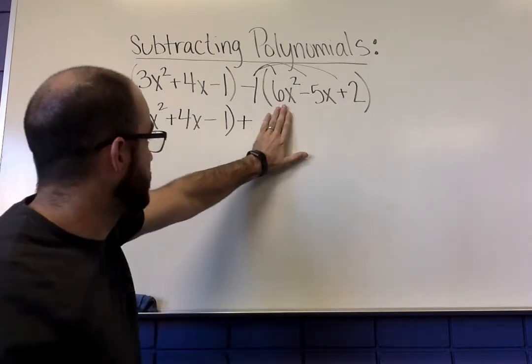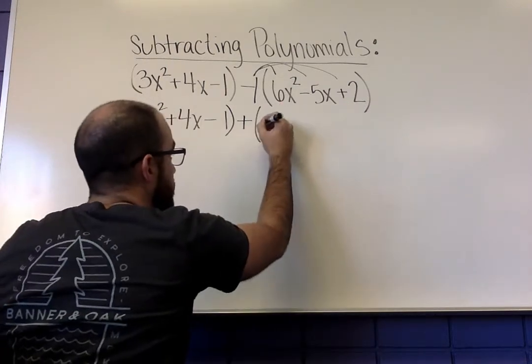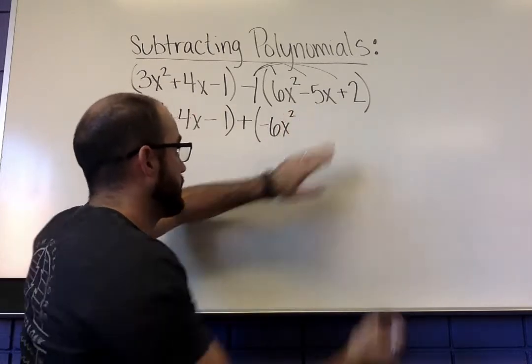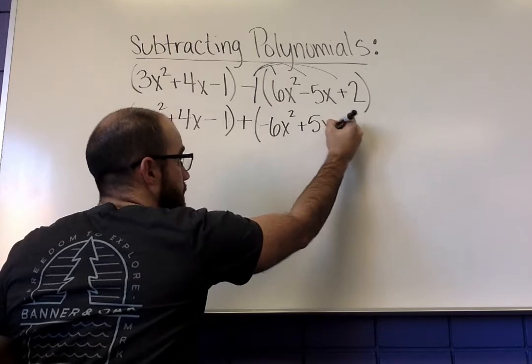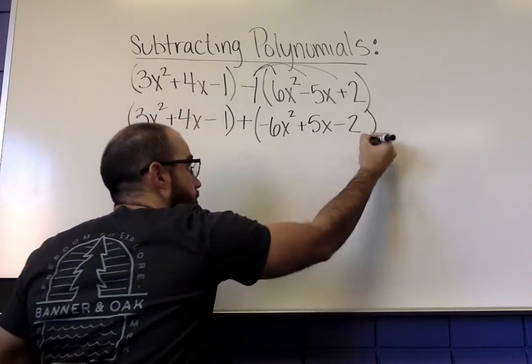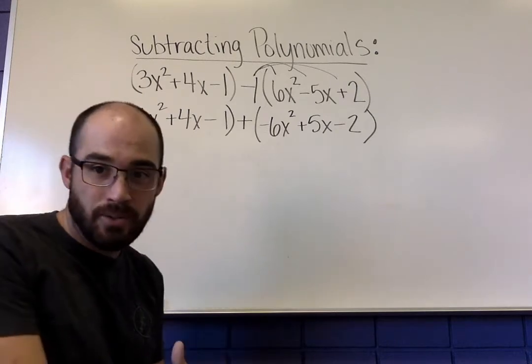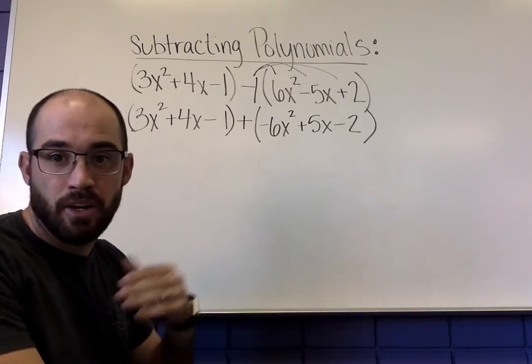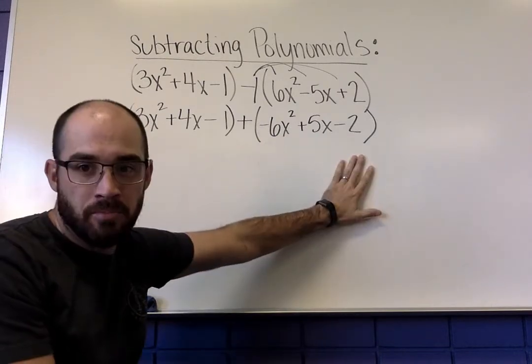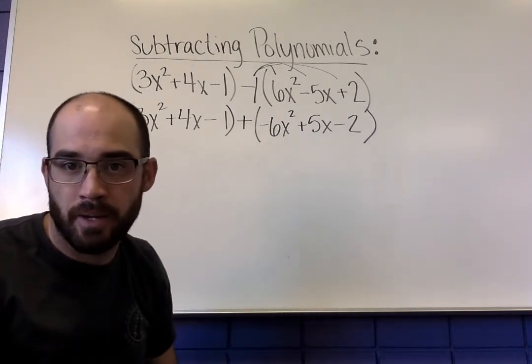So here I have a positive 6, so it's going to become a negative 6x squared. I have a minus 5x, so it's going to turn into a plus 5x. I have a plus 2, so I'm going to change that to a minus 2. And now that I've gone through and flipped all of my signs here, I have an addition problem, which we've been practicing, okay?